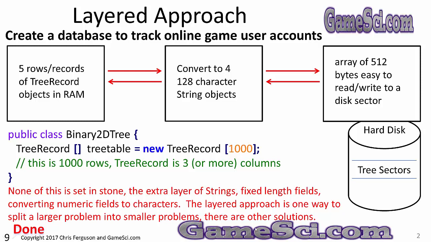But overall, what I'd like you to think about is breaking larger problems into smaller pieces. Going directly from a row of the 2D binary tree straight to an array of bytes is a bigger problem. Split that bigger problem into 2 smaller pieces. From record to string, string to byte. From byte to string, string to record.